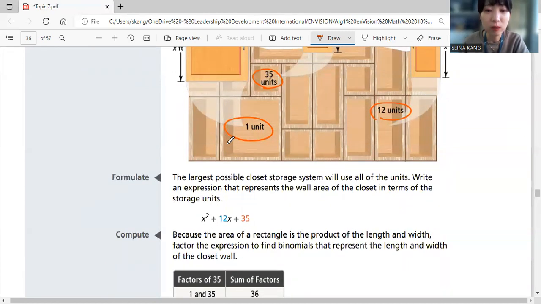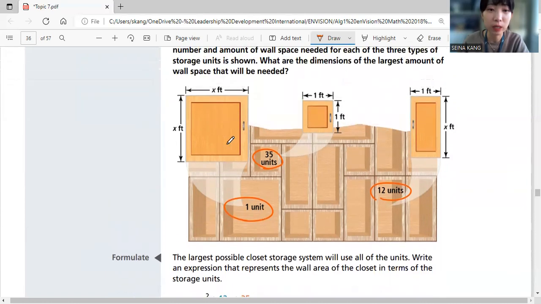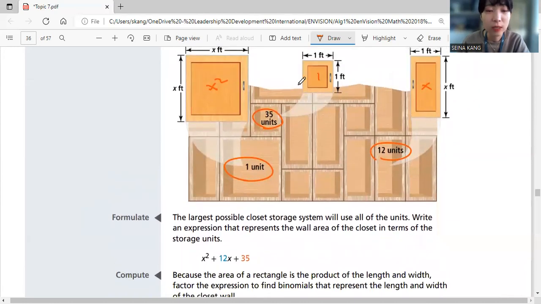So first, the largest possible closet storage system will use all of the units. And so write an expression that could represent the wall area of the closet in terms of the storage unit. The area for this one would be x squared. The area for this one is 1. Area for this one is x. You see that? So you need 1 unit of x squared, 35 units of 1 square foot, 12 units of x square feet. So write that down. We need x squared plus 12x plus 35, all in square feet, right?